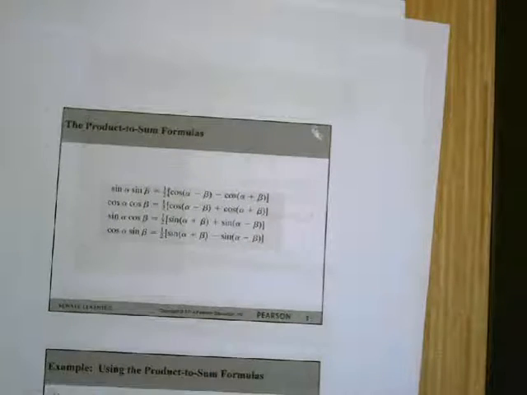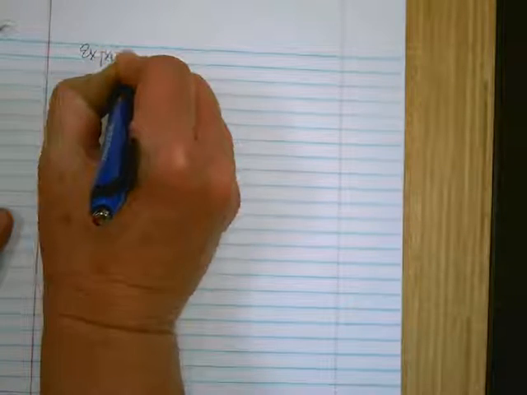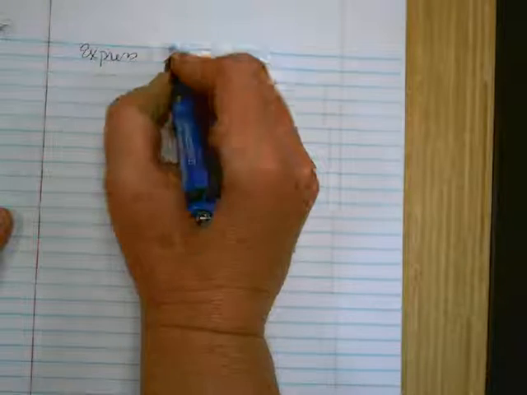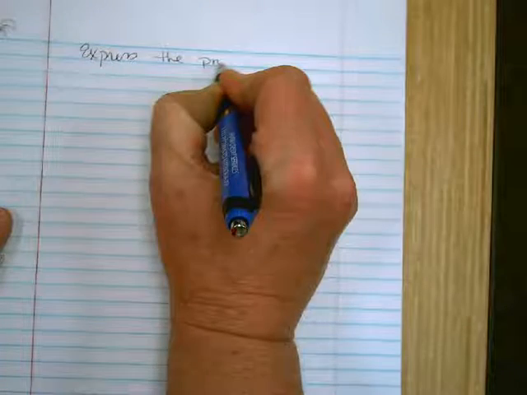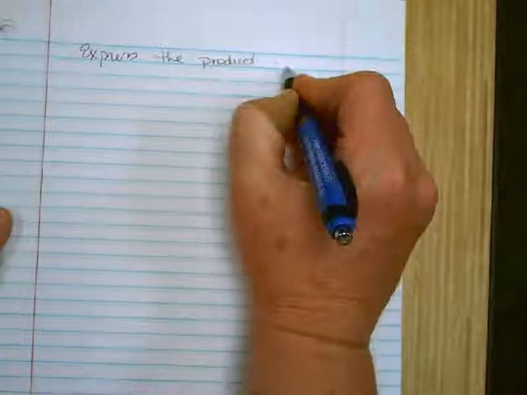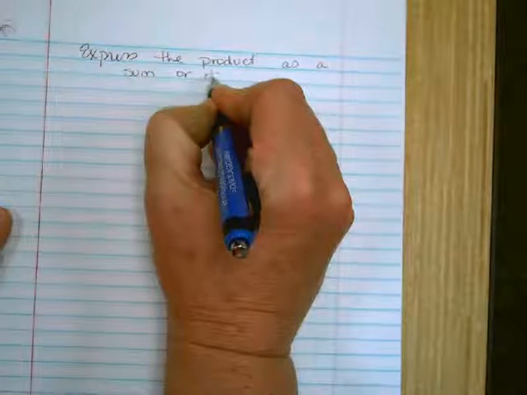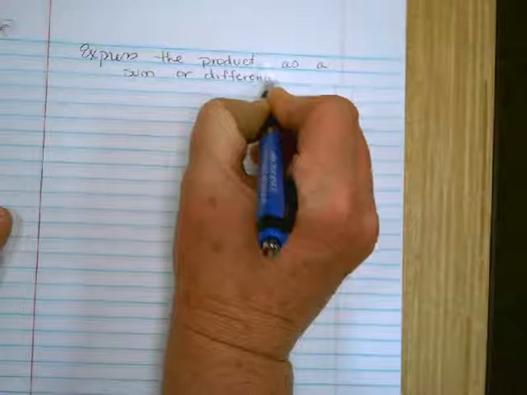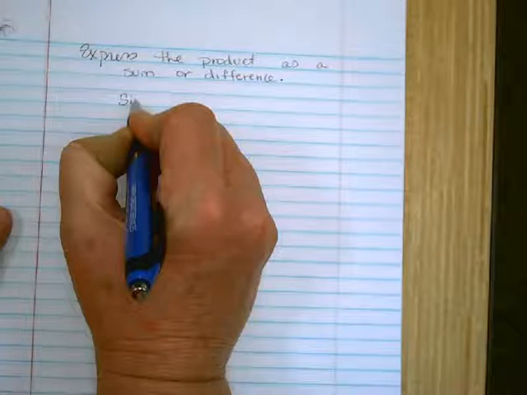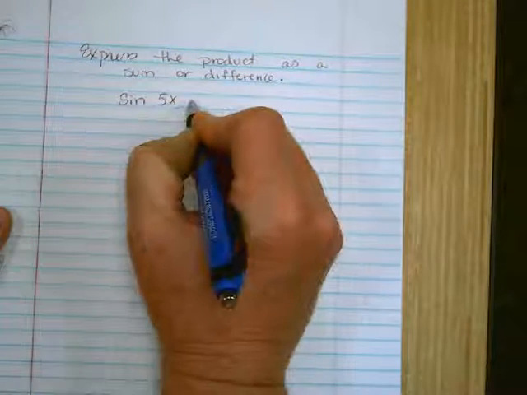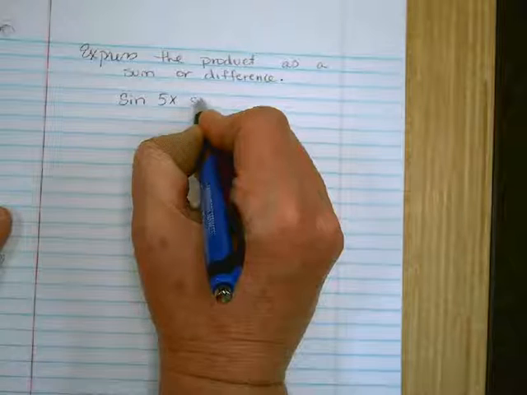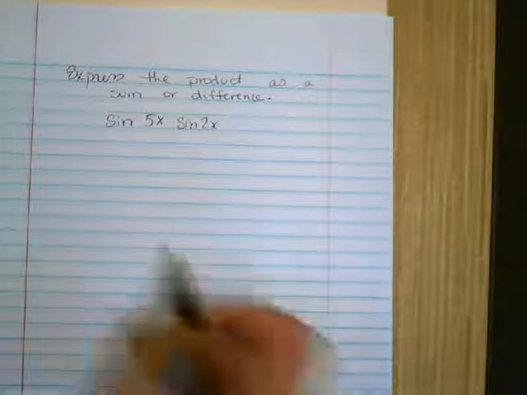Let's look at the first example. The first example says to express the product as a sum or difference. And it's the sine of 5x times the sine of 2x. So I'm going to go back to my formula sheet. I'm going to use this formula.